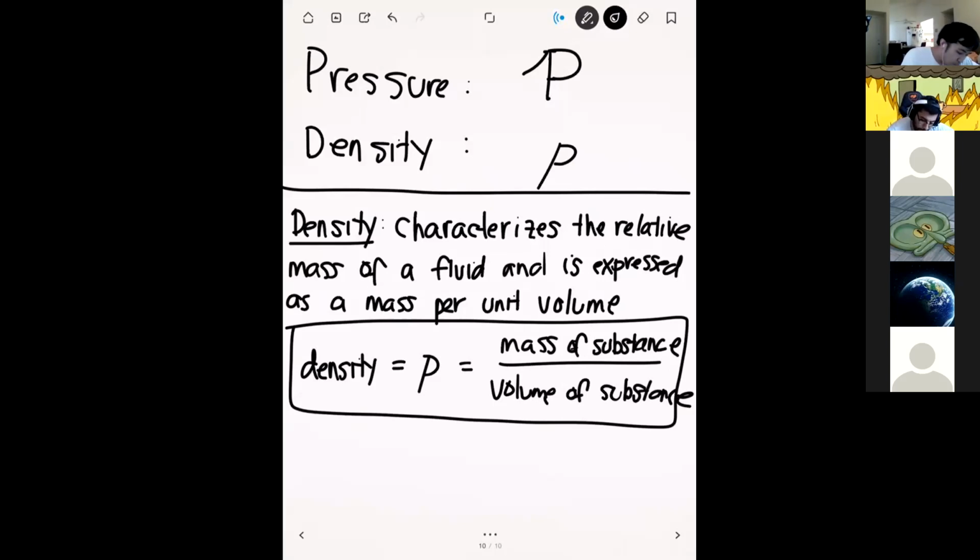Okay. And one thing that is useful to me is I like to always think of this as a ratio. Say you have a certain amount of liquid, right? It's going to be the ratio of how much that liquid weighs over the volume of that liquid. So it's a ratio of how much mass there is per the amount of space that it takes up.